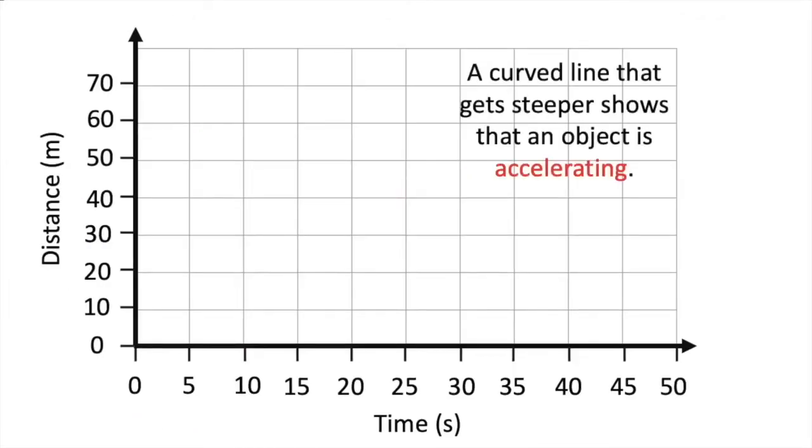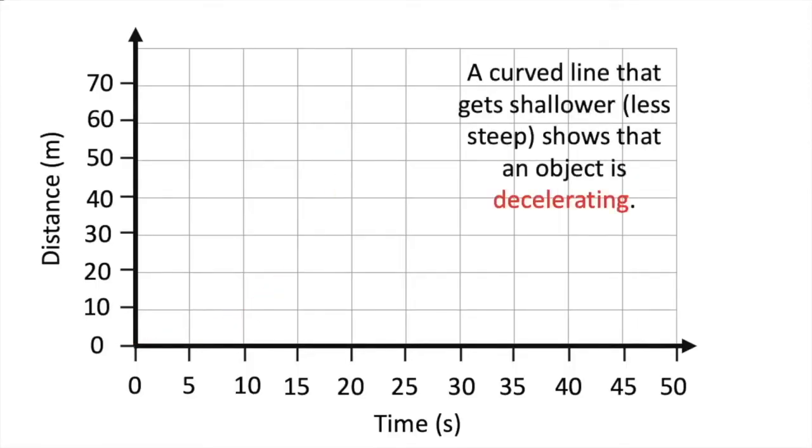A curved line that gets steeper shows that an object is accelerating, and a curved line that gets shallower shows that an object is decelerating.